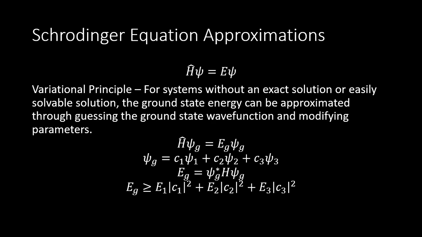Now, the Schrodinger equation does not always have an exact solution, and we don't always have either easily solvable solutions or exact solutions that can just be slightly perturbed to get our real system. In that case, one of our options is the variational principle, which revolves around guessing a suitable ground state wave function, and if there are certain parameters that can be adjusted in that wave equation, adjusting them to help minimize our guess energy to more approximate our true ground state energy.